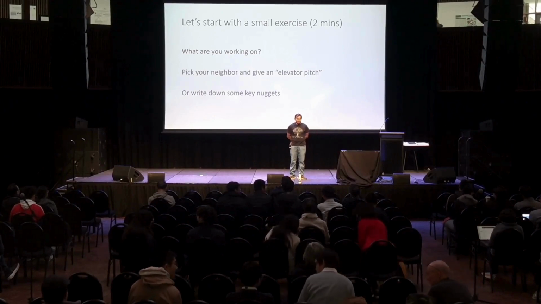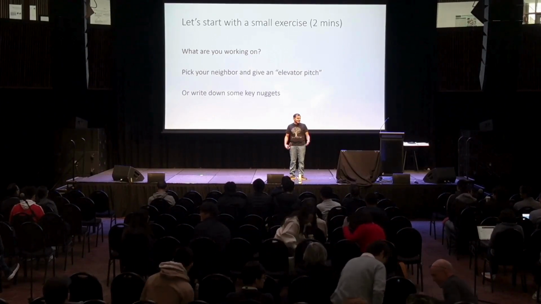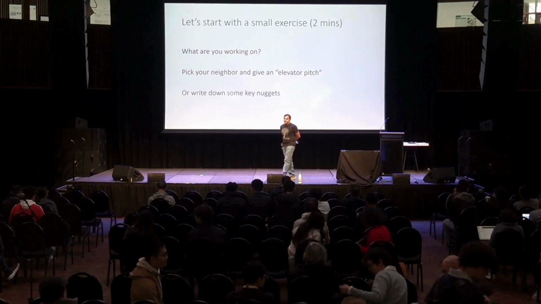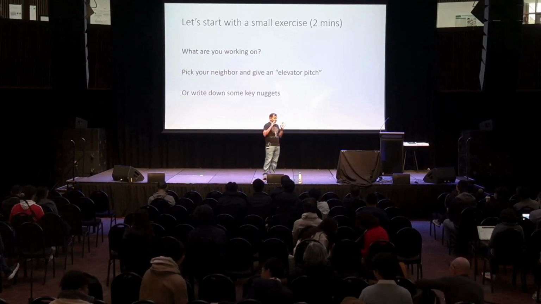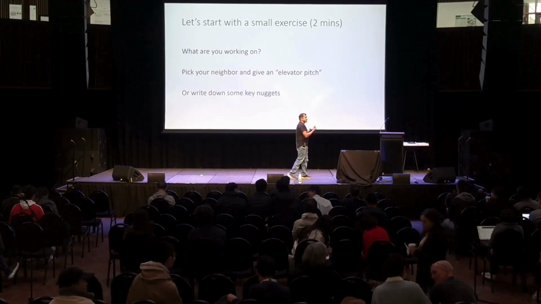Pick your neighbor, and if you don't have a neighbor, just find a notebook and write down some key bullet points on what you are working on. And then we'll revisit this at the end of this talk. So write down what you have right now, and then we'll revisit at the end of this talk whether your story has gotten better, your storytelling has gotten better, and so on.